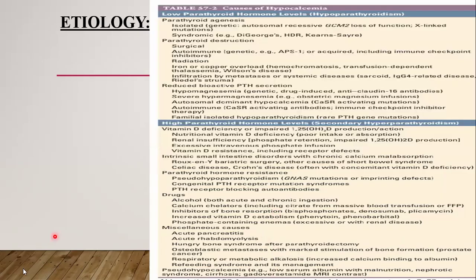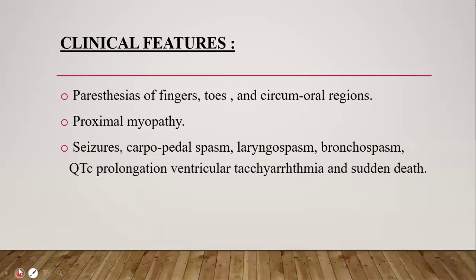So let's see what the clinical features of hypocalcemia are. The clinical features can be paresthesia of fingers, toes, and circumoral regions. There might be proximal myopathy, so there might be weakness while standing up from a sitting position. Severe hypocalcemia can present as seizures, carpopedal spasm, laryngospasm, bronchospasm, QTc prolongation, ventricular tachyarrhythmias like torsades de pointes, and sudden death.